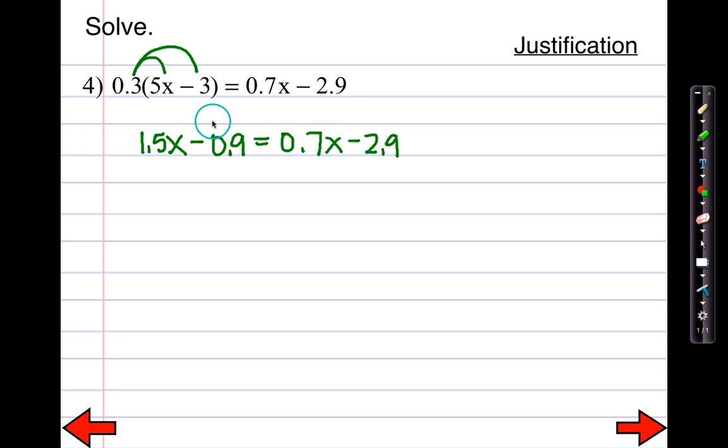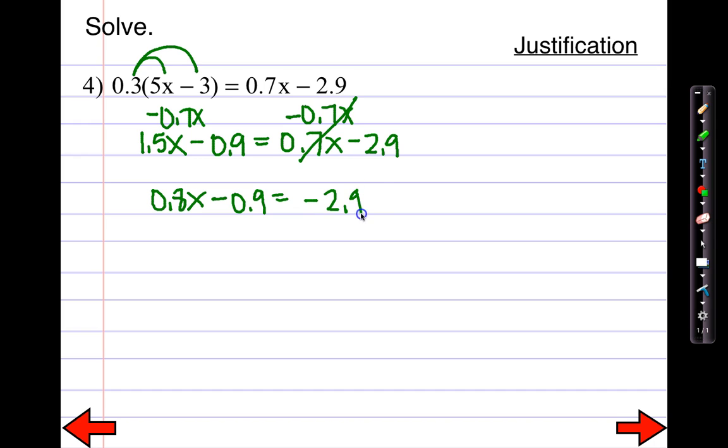So here, let's go ahead and isolate my variable to one side. We're going to subtract 7/10 x from this side, which gives you 0. Subtract 7/10 x from this side. That's going to leave me with more positive, so I'm going to go ahead and put 8/10 x, because I have 8/10 more positives than I do negatives. I'm just going to bring down the 0.9 equals, now leaving me with negative 2.9.